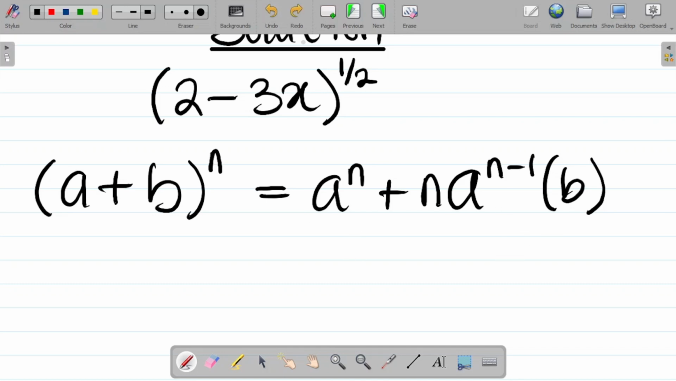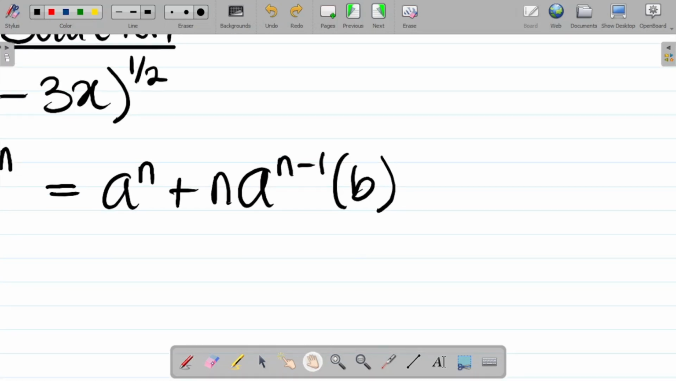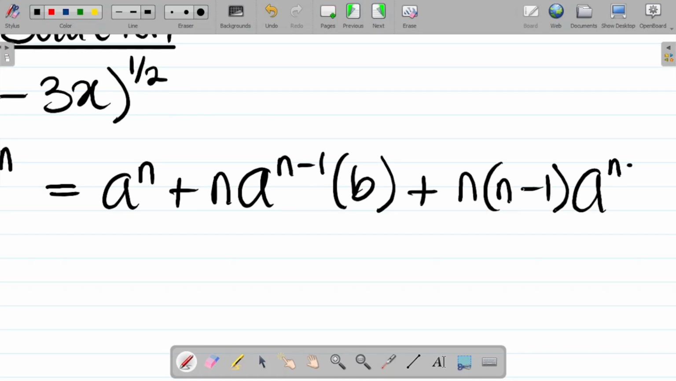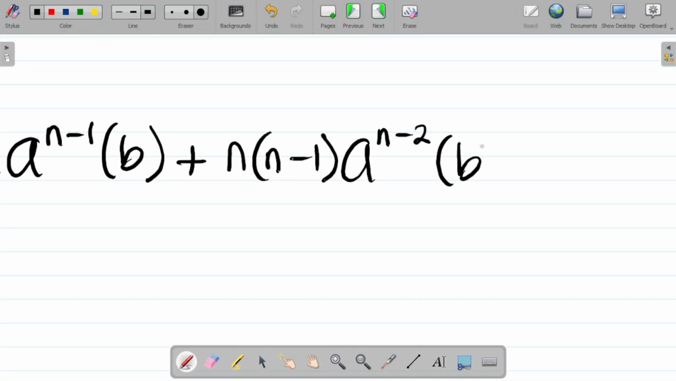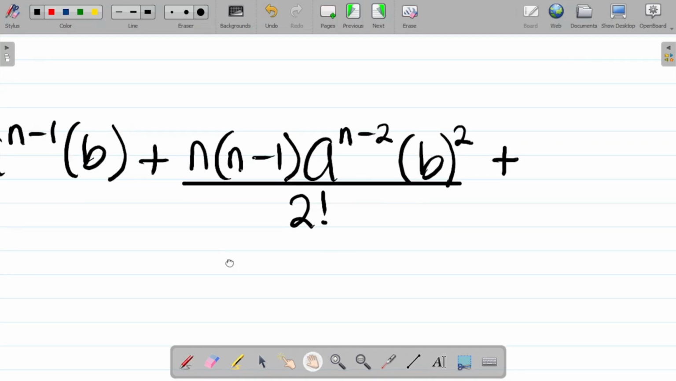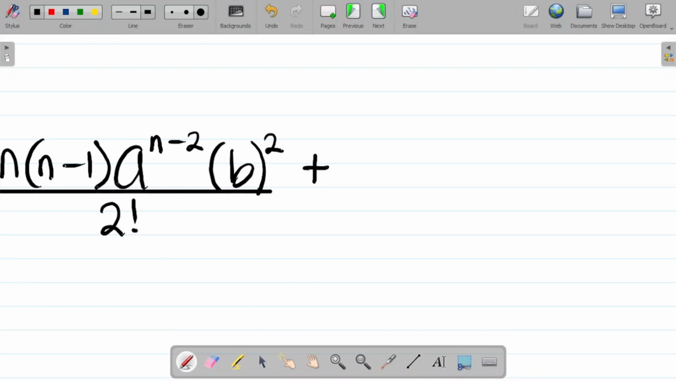In this question, we're asked to find the first four terms. We've gotten our first two terms, plus your next term becomes n times (n minus 1), then a to the power n minus 2, times b squared, all over 2 factorial. This is your third term. Let's get the fourth term.